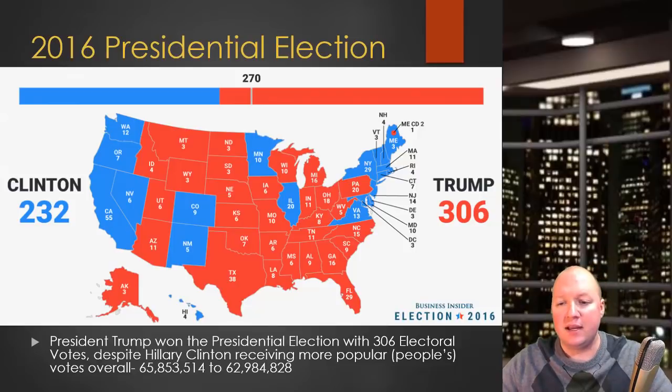So what you do is you look at the map and you figure out what states you can and can't win, and then you add them up, and then you come up with some sort of number as to what states you need to win and which ones you can afford to not win and become president.